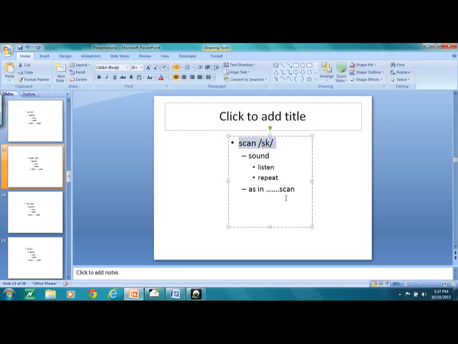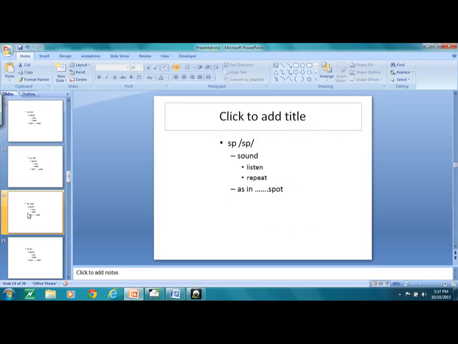Scan. I'm sorry, SC, sk, scan. SC, sk, scan. SC, sk, scan. SP, sp, spot. SP, sp, spot.